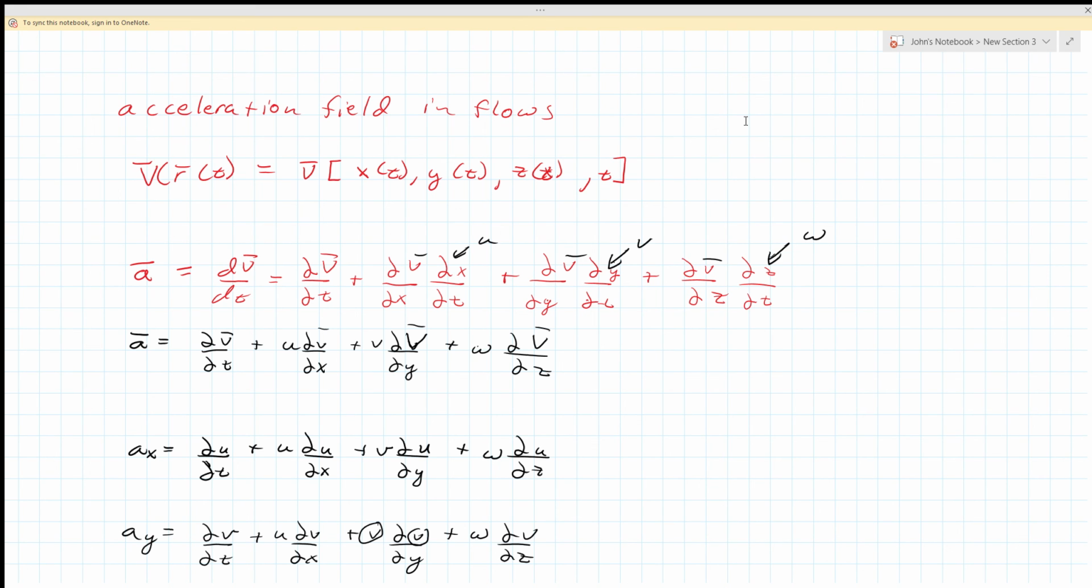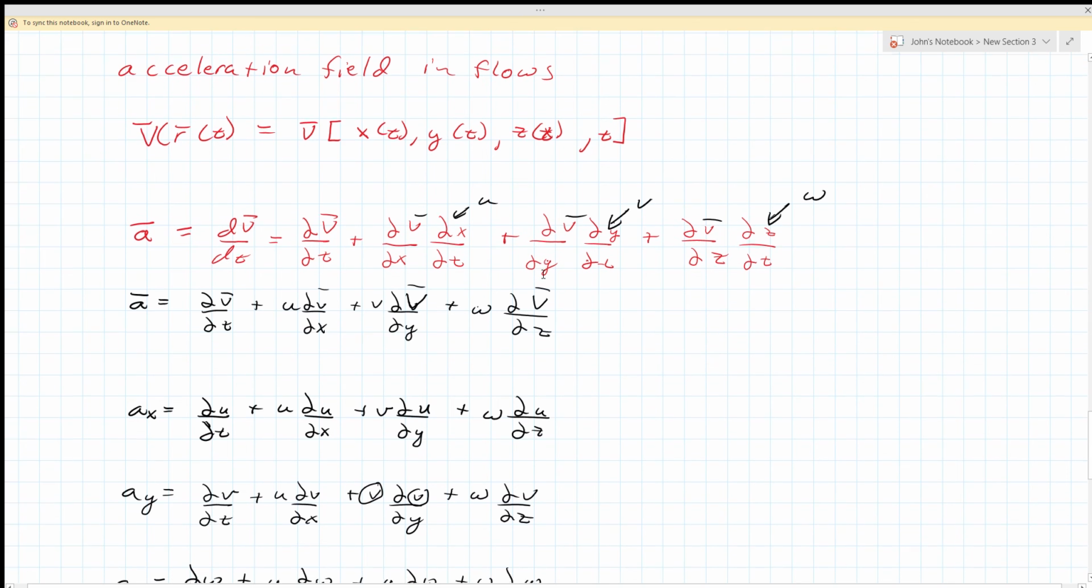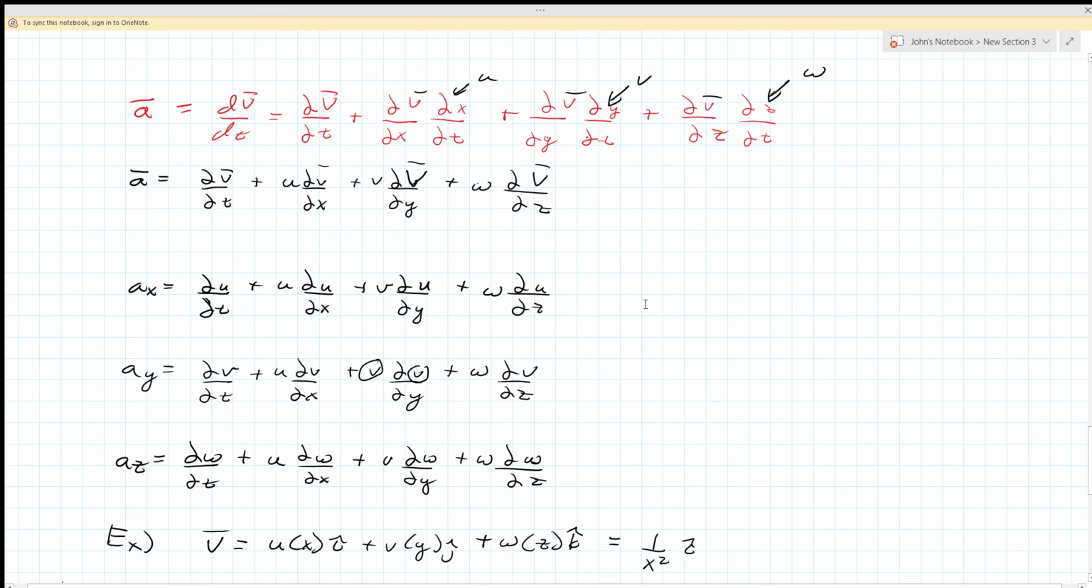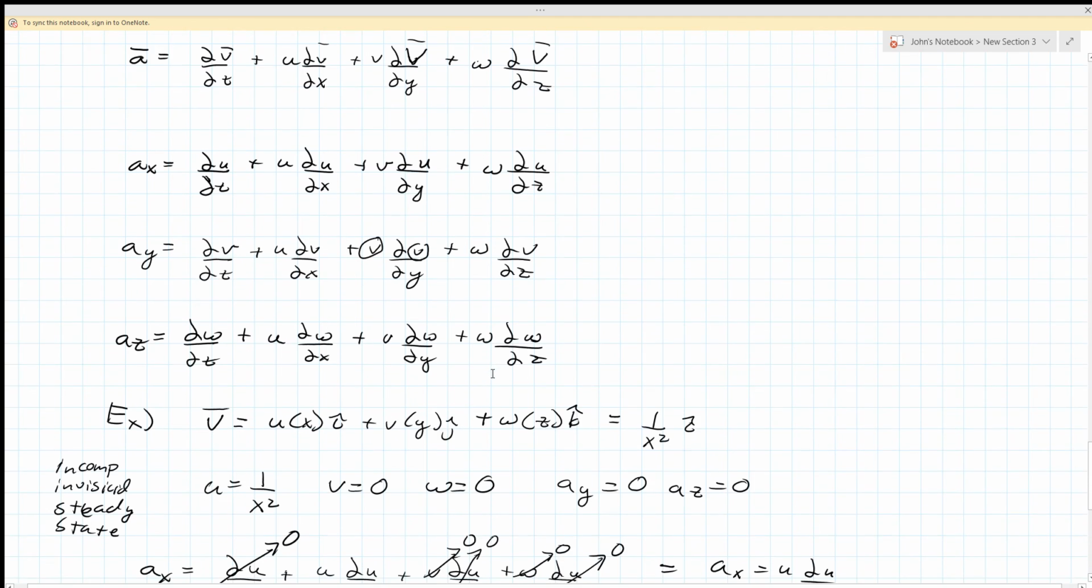Acceleration field in flows is just taking the derivative of the velocity vector field. We're going to do the full derivative, so you have to do a series of partials and the chain rule, like this. You notice that dx/dt is the velocity in the x direction, which, as represented earlier, is u. Velocity in the y direction is v, lowercase v. Velocity in the z direction is omega. So plug those in and you get your velocity vector field equation. And here you can break it down into the individual ax, ay, and az components.